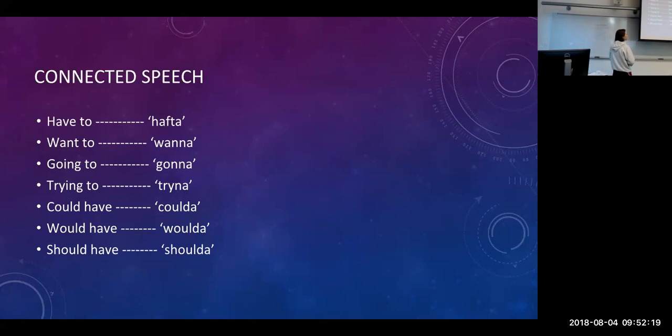So "have to" often sounds like "hafta." "Want to" often sounds like "wanna." "Going to" sounds like "gonna." "Trying to" sounds like "tryna." "Could have," "coulda." "Would have," "woulda." And "should have," "shoulda." And notice that you always hear this sound at the end. Do you remember what that's called? Schwa. The schwa.